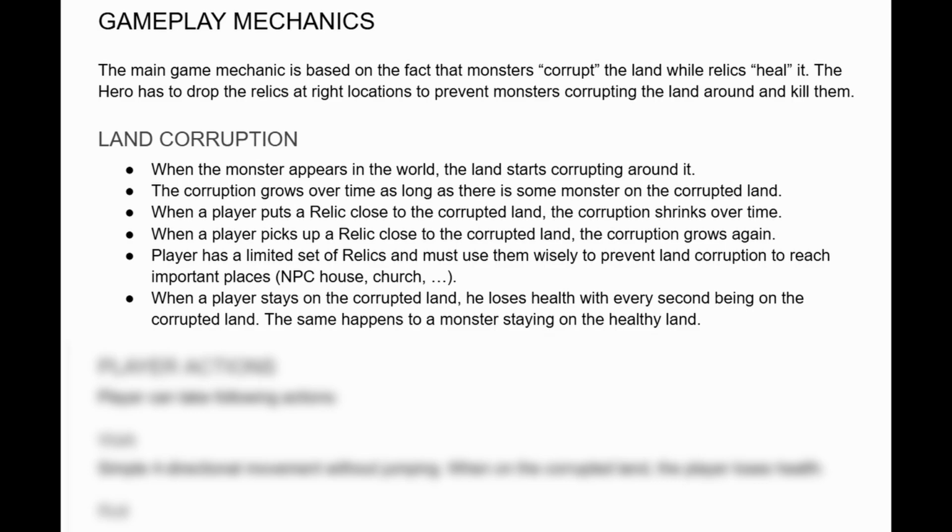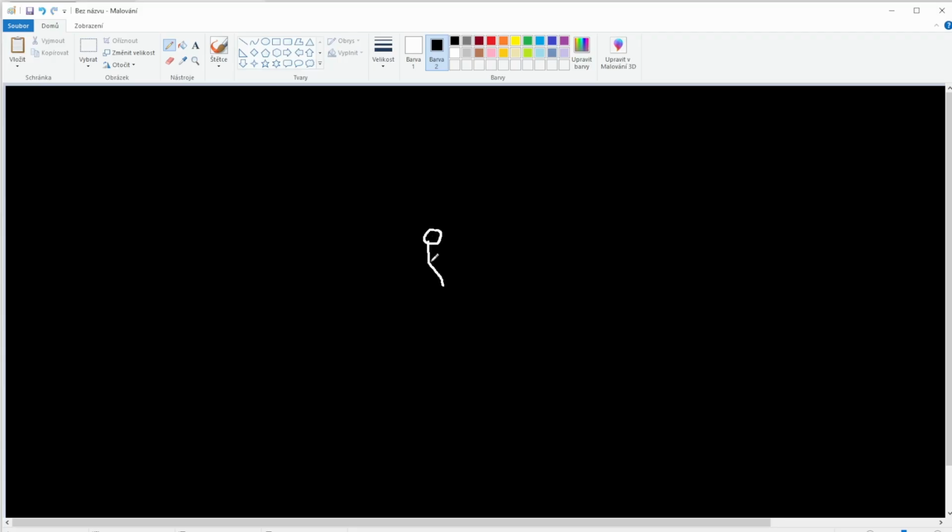Then there is a section called Game Mechanics, where we describe the main rules of a game. The main game mechanic in our game is the land corruption, so let's describe it further. When the monster appears in a game, the land around it will start corrupting.